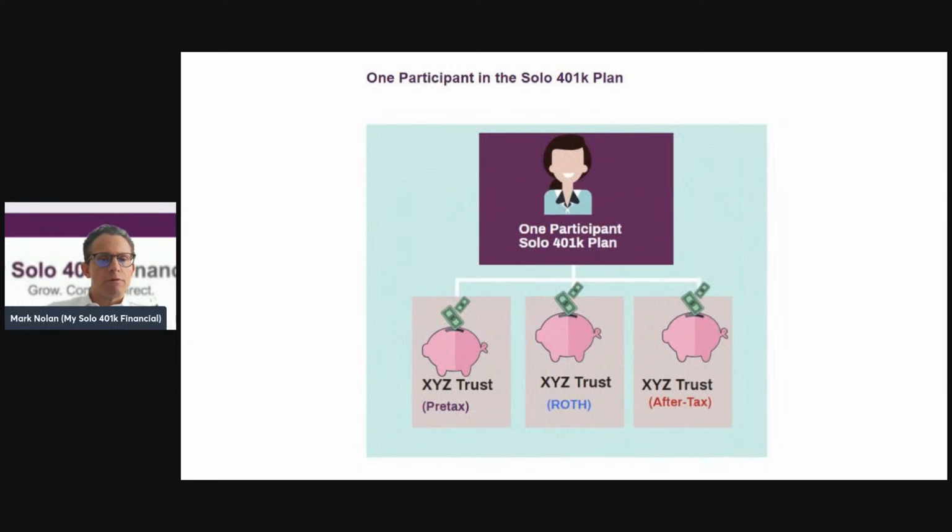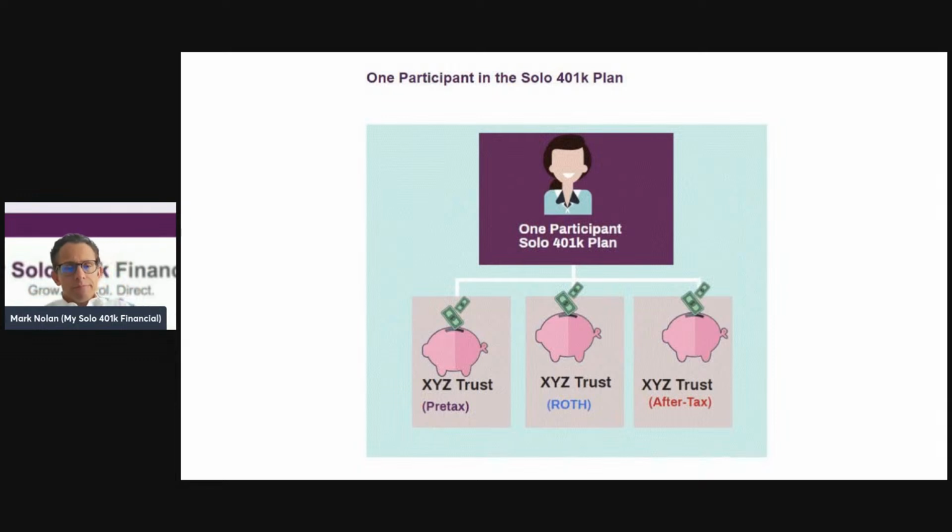Here's an example of a one participant plan. Let's say just one spouse has a solo 401k plan and she has a self-employed business. Let's say she's a contractor. So under our self-directed solo 401k plan, we drafted to allow for the maximum flexibility under the regulations, not only from a contribution perspective, but also from an investment perspective and distribution perspective.